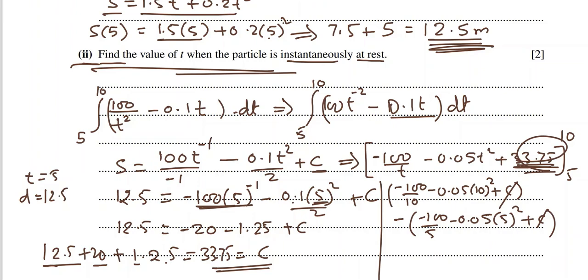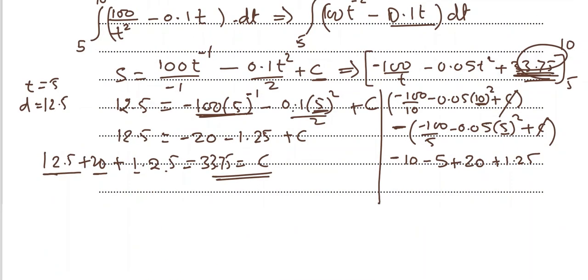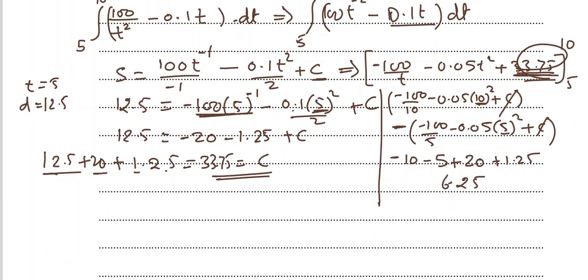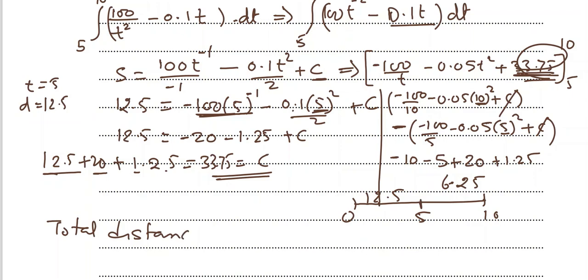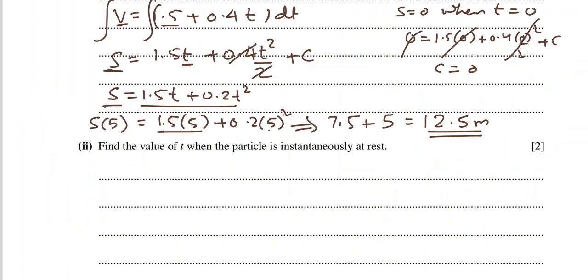Next, this will be minus 10, then minus 5 times 100 gives this; because of this minus, it will be positive 20. And there's a 25, positive 1.25. So minus 15 plus 6.25... that is the distance from 5 seconds to 10 seconds, and from 0 to 5 seconds it was 12.5. So the total distance traveled by the particle will be 12.5 plus 6.25, which is 18.75 meters.